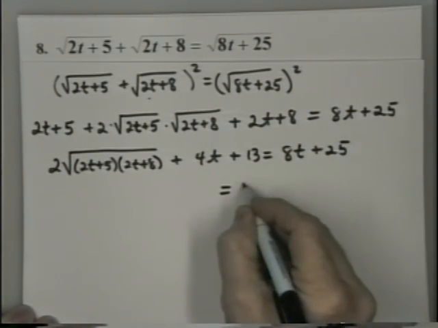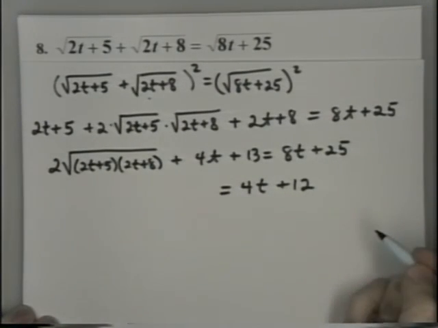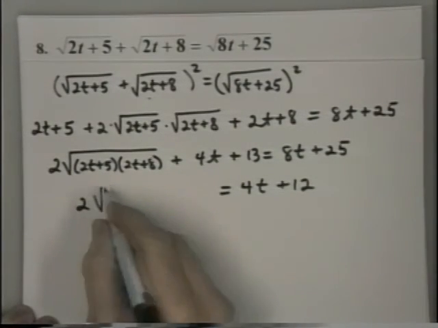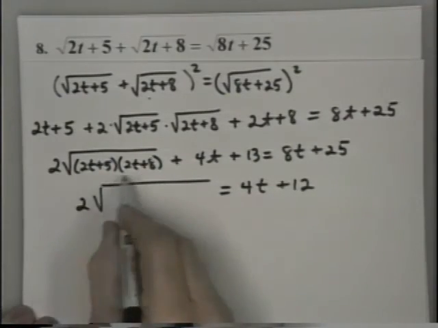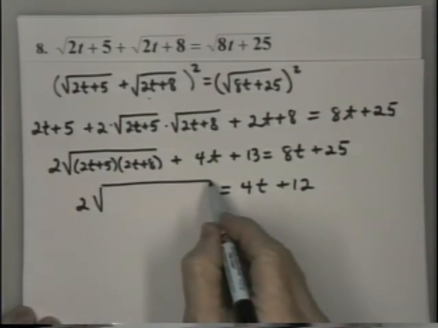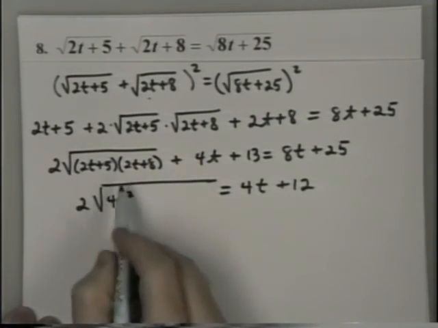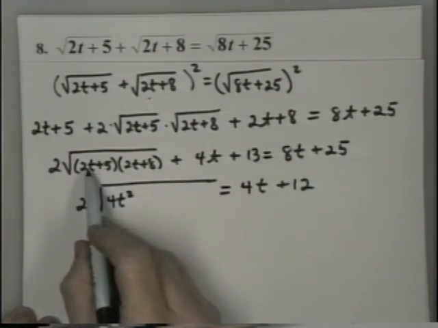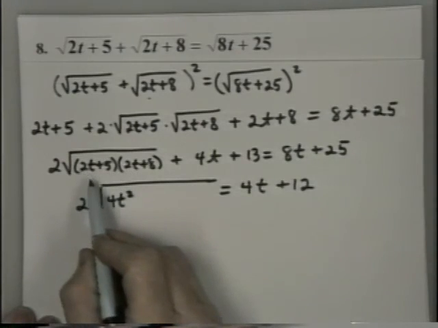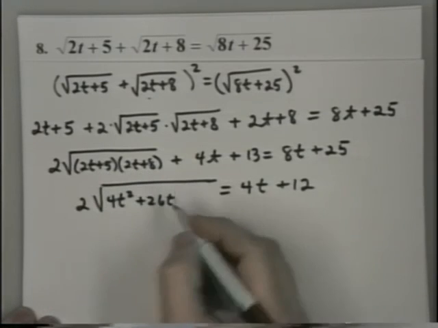Subtract 4t from 8t, you get 4t. Subtract 13 from 25, you get 12. And you're left then on the left-hand side with 2 times the radical. And eventually I'm going to have to FOIL that out anyway, so we might as well do it now. So let's FOIL this out. 2t times 2t is 4t squared. 10t plus 16t, multiplying the inner and the outer and adding them together, 10t plus 16t is 26t plus 40.